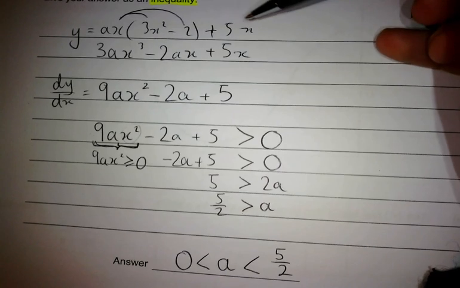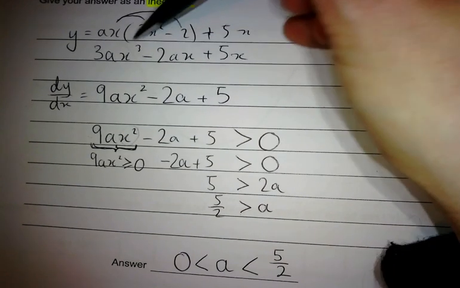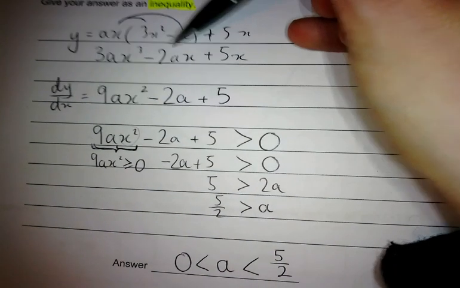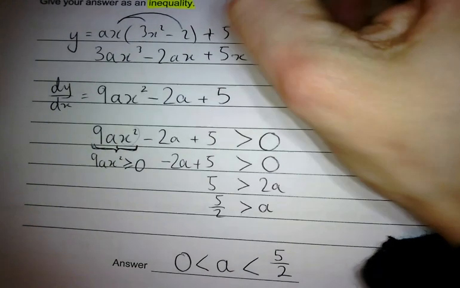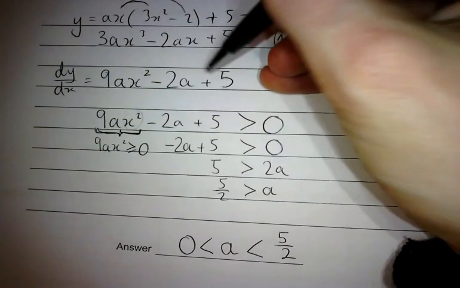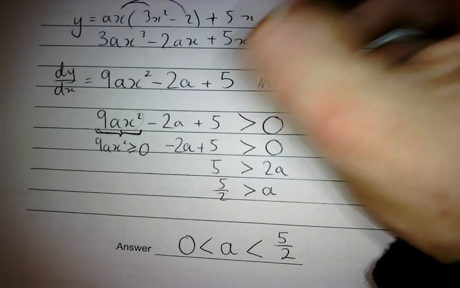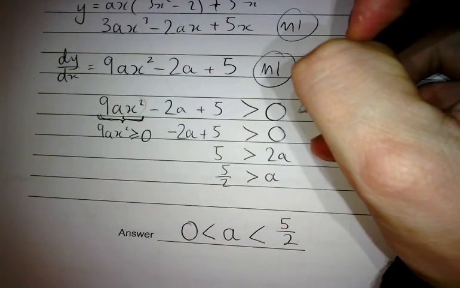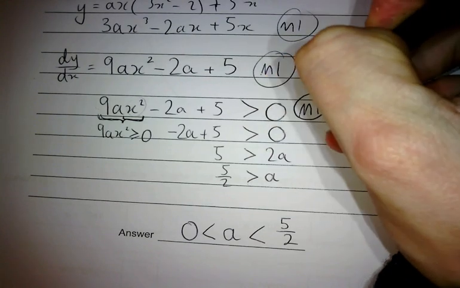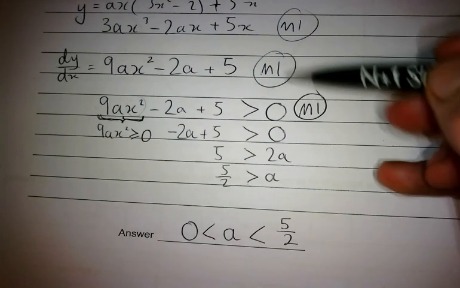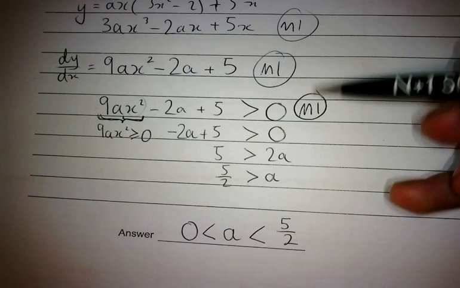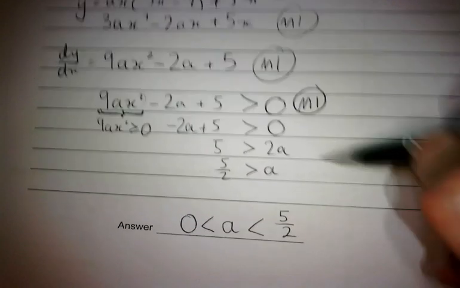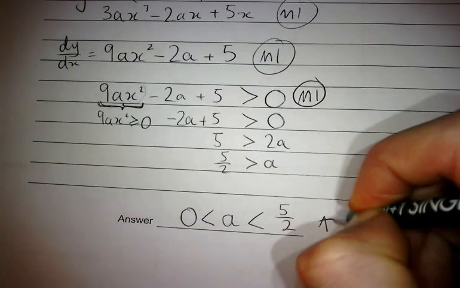You would get 1 mark for expanding and having the 3ax squared and the minus 2ax terms. You would get 1 mark for differentiating. You would get 1 mark for setting your differential as greater than 0. So actually, even if you didn't get that sort of weird bit at the end, you've got 3 out of 4 marks. And then your fourth and final mark is for getting this as your final answer.